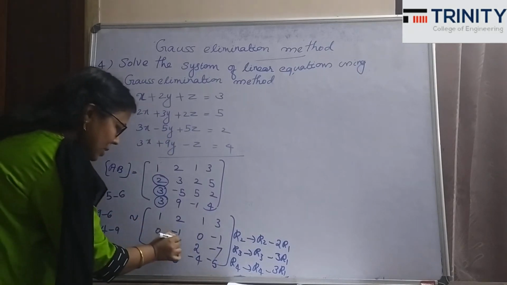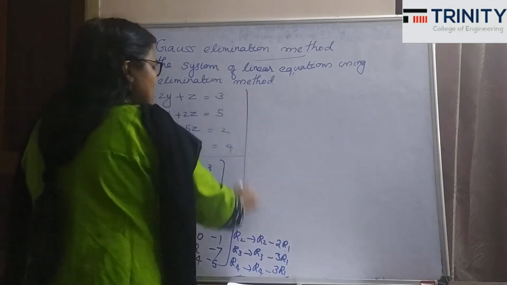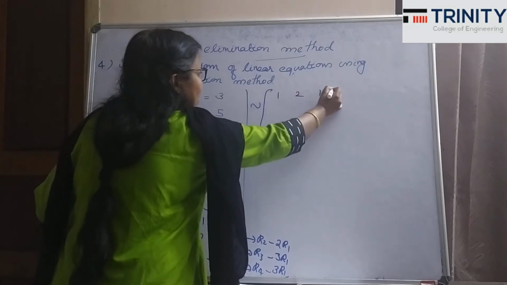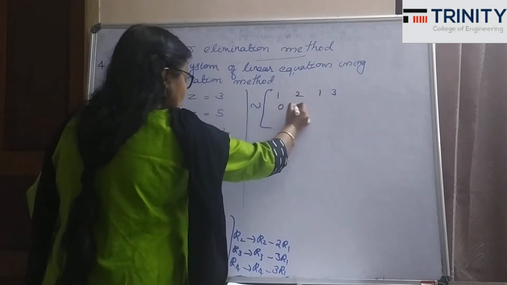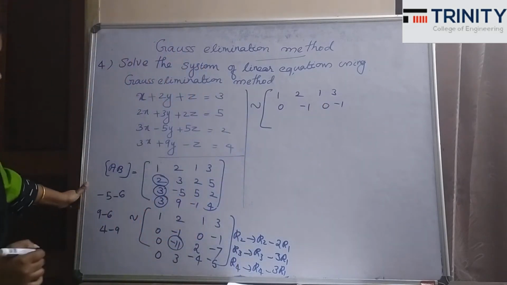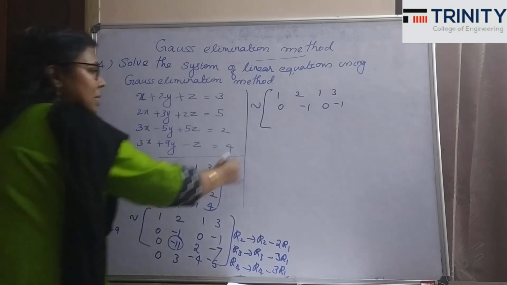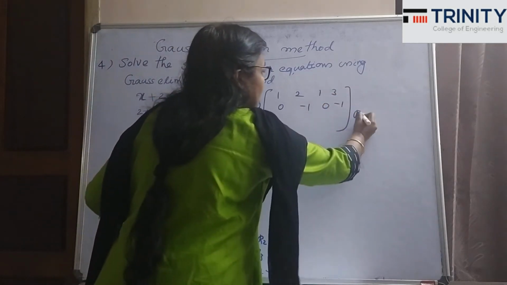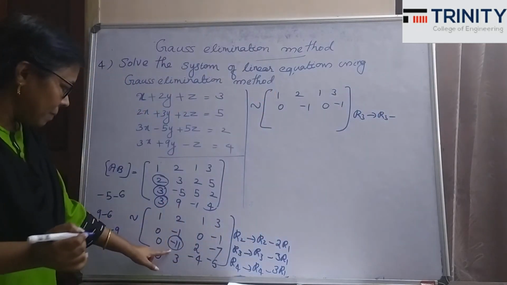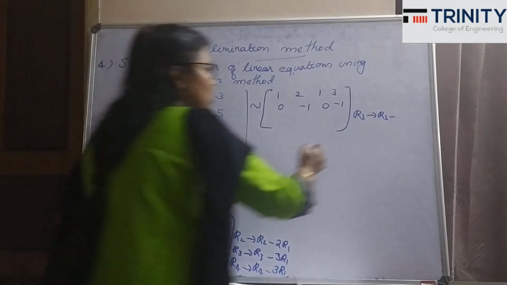Now we have to make this minus 11 as 0. That is, first 2 rows become fixed. First row 1, 2, 1, 3. Second row 0, minus 1, 0, minus 1. Then R3 changes. R3 becomes R3 minus 11 times R2.